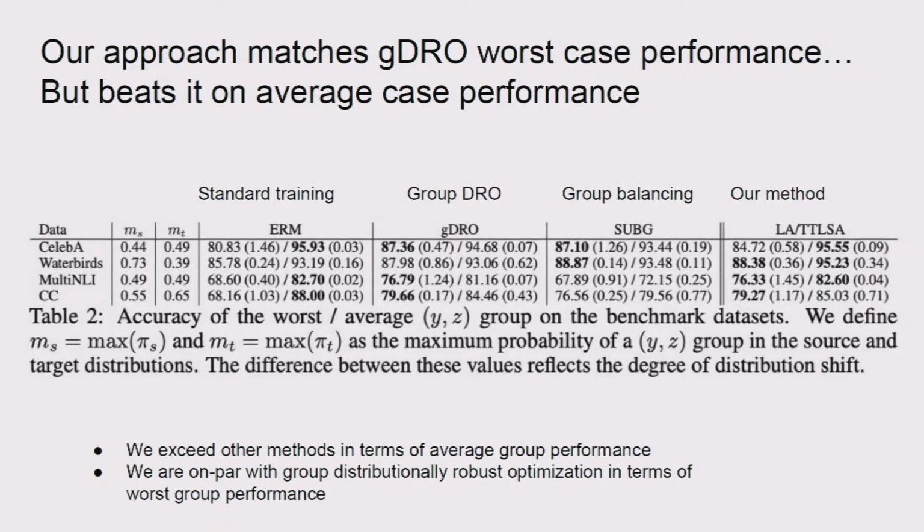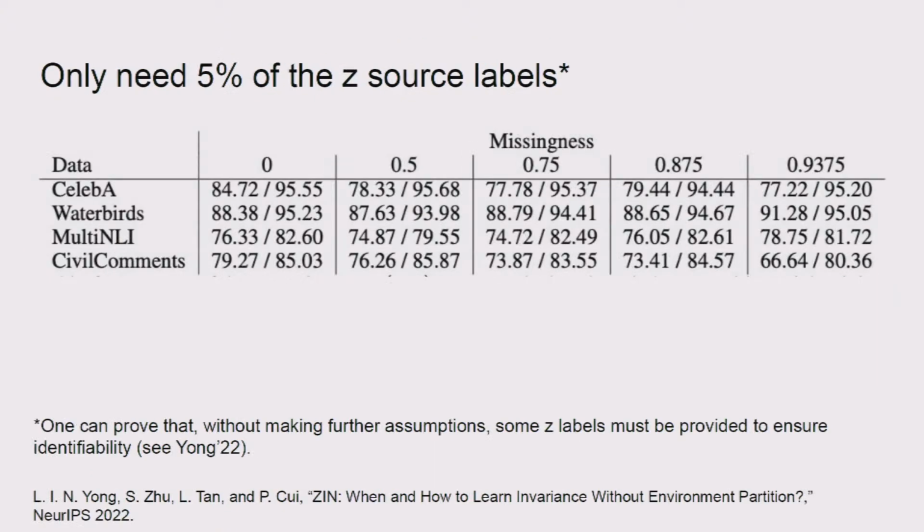And then I'll go over this briefly. Well, I did assume all the metadata labels, these Z's, were available, but it turns out you only need a tiny fraction, and then you can just impute the rest. So you don't need a lot of strongly labeled data. You can ask me about that later.